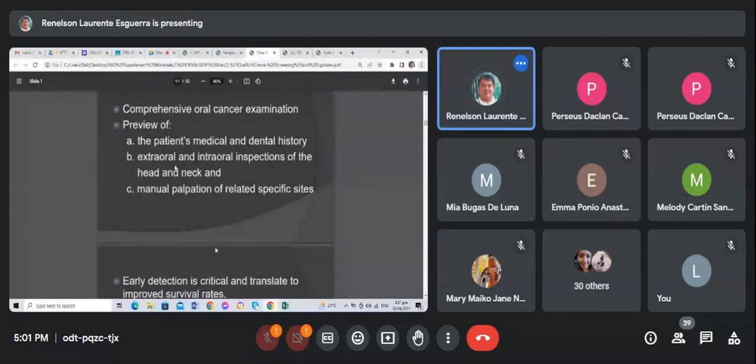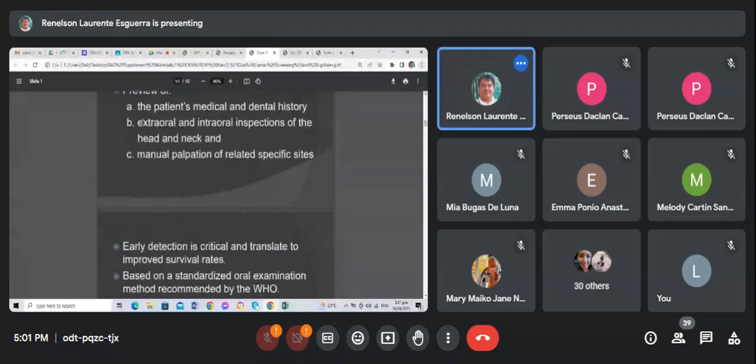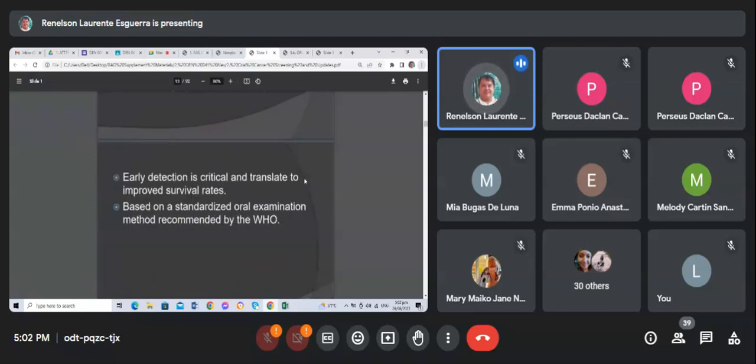For extraoral inspection, as soon as the patient comes into your office, you have to take note of the patient. You have to take note of how the patient walks, talks, or how the arms and the head move, as well as the hue of the complexion. It's not being racist, but you take note of what is normal versus abnormal coloration of the skin. Then you do manual palpation of specific sites. Early detection is critical and translates to improved survival rates, and this is recommended by the WHO.